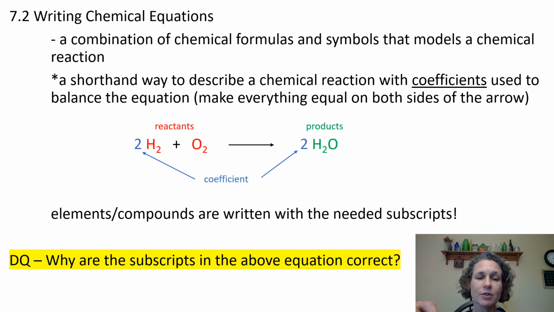You'll see some different numbers. I have them labeled there on that equation. You will use coefficients to balance the equation. And that word balance just means to make everything equal on both sides. And then when you write your elements and your compounds, they are written with the necessary subscripts, either from prefixes, if you're talking about a covalent compound, or from balancing out the ionic charges if you're dealing with an ionic compound. That's the way those work. We're going to do some practice on these in some of the following slides.